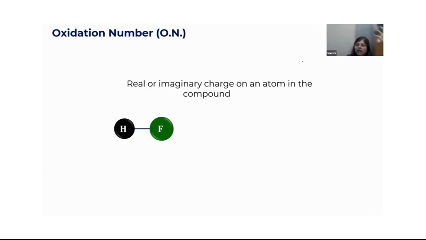So how is this charge developed? Let us take an example. So we have a hydrogen and fluorine bond here. Now you all tell me which is more electronegative. Is hydrogen more electronegative or is fluorine more electronegative? So we all know that fluorine is the most electronegative element in the periodic table. So due to this, the shared pair of electrons shifts more towards fluorine, right? Because fluorine has high electronegativity, right?